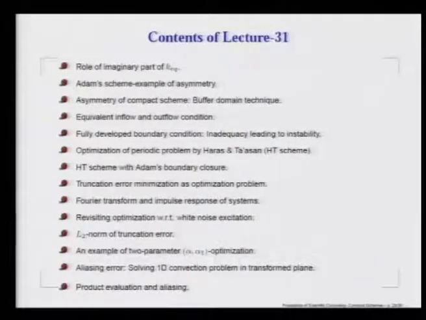Lecture 31 begins with a review of the imaginary part of the K equivalent that we have seen we can obtain through the spectral analysis tool that we have developed. As an example, we cite the Adams scheme, which shows the asymmetry in terms of instability near the inflow, and this can at times be cured by introducing what is called a buffer domain technique, which is used near the outflow. The compact scheme interestingly mimics this buffer domain technique, because it has tremendously high dissipation near the outflow boundary.